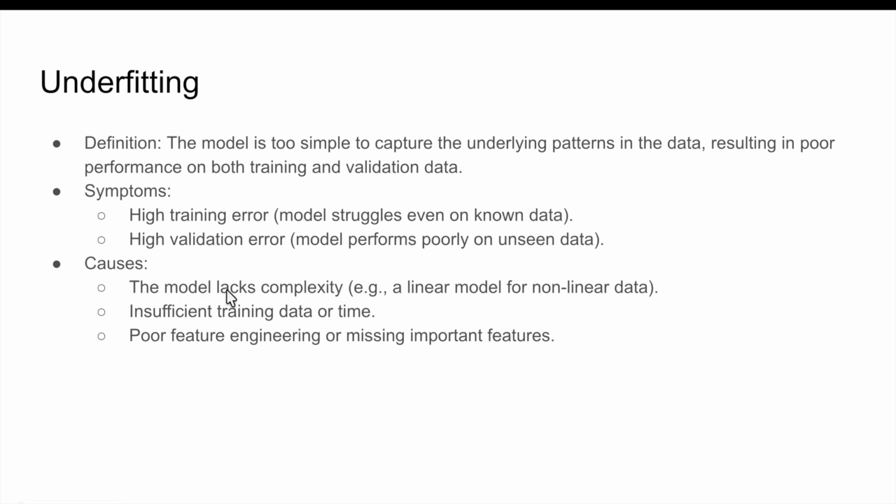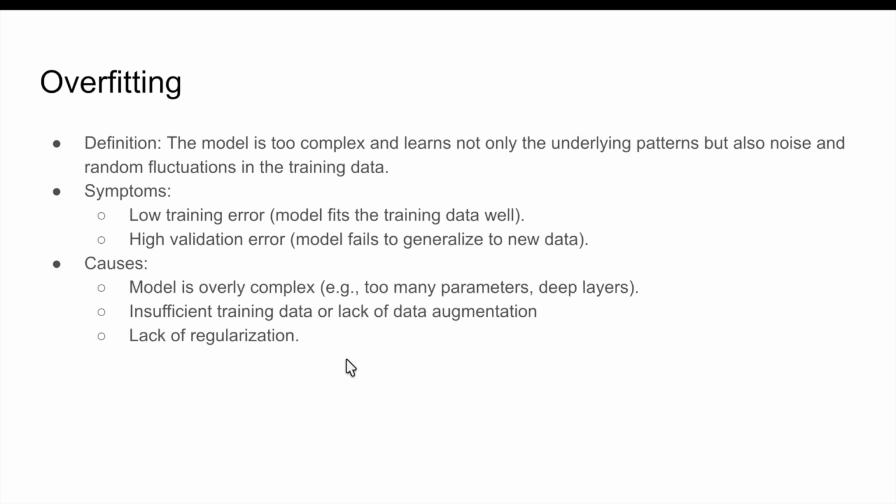The causes are a model that lacks complexity, insufficient training data or time, and poor feature engineering or missing important features. Okay, overfitting is the opposite of underfitting, where the model learns each and every input in such a way that it also learns the noise which it should not have done. Okay, the symptoms are low training error and high validation error. Okay, so the model fails to generalize.